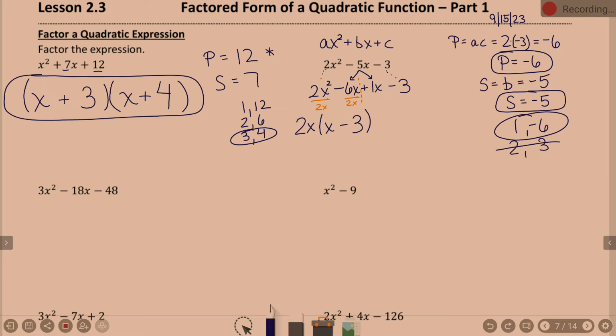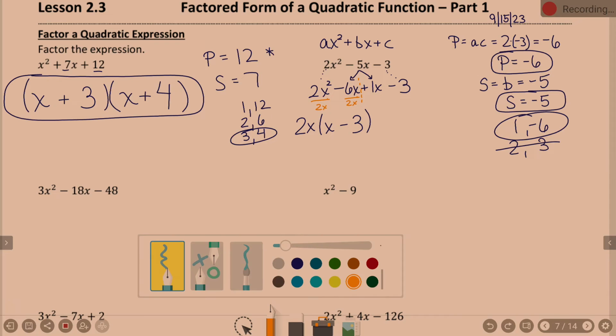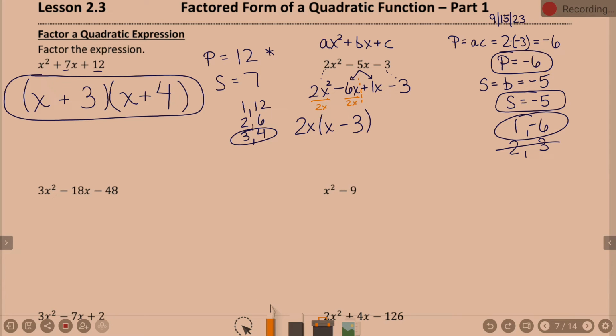Repeat the process. Probably should have set this up the other way now that I think about it. That's all right. 1x minus 3. What do they both have in common? Divided by 1. If all else fails, the answer is always 1. When no other GCF works, 1 and 3 just have a 1 in common.